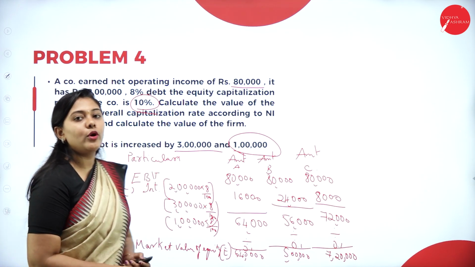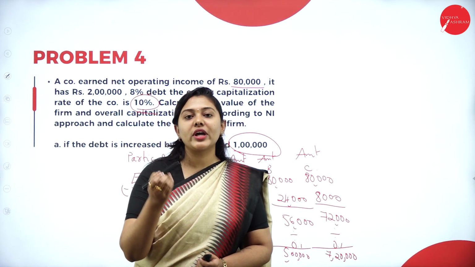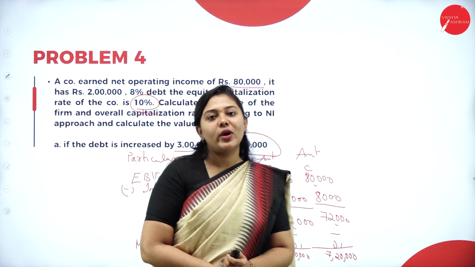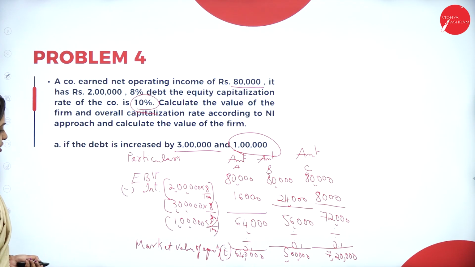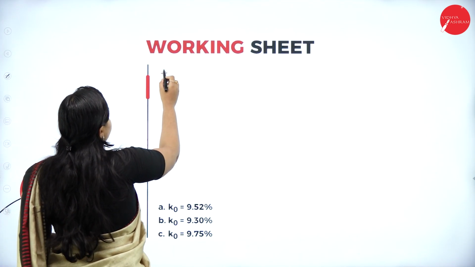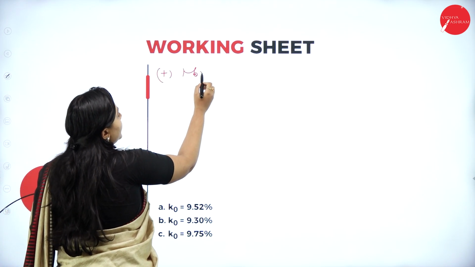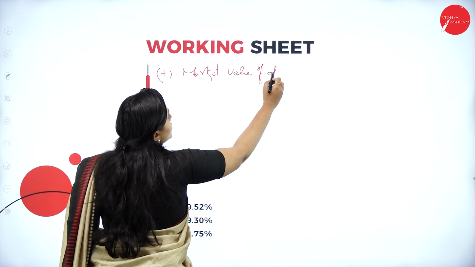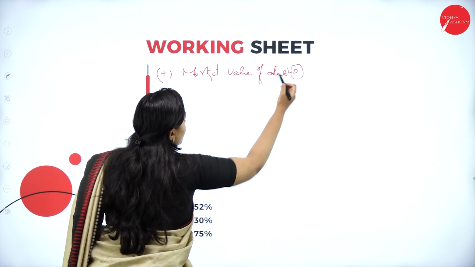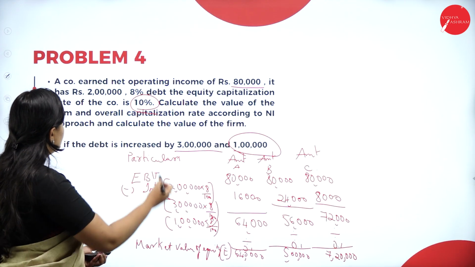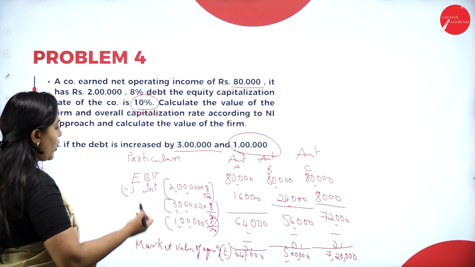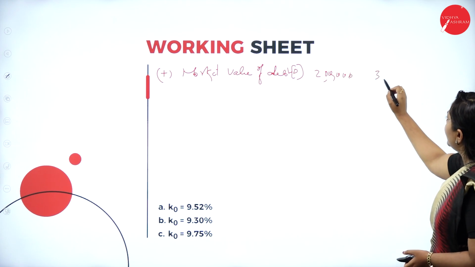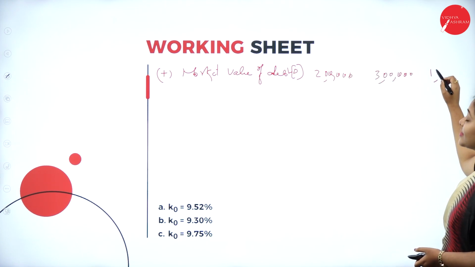So what we have to compute? We have to calculate the value of the firm. To calculate the value of the firm, what is the formula? Market value of equity plus market value of debt. So we have got market value of equity. For this, let us add market value of debt. So what is market value of debt given in the question for all the three cases? It is 2 lakh, 3 lakh and 1 lakh.